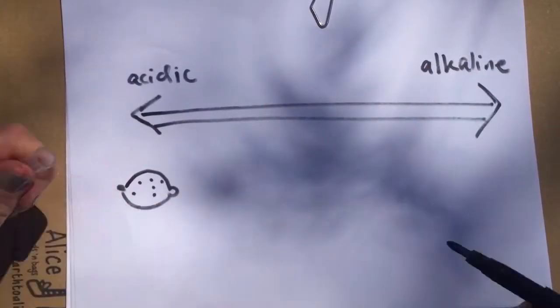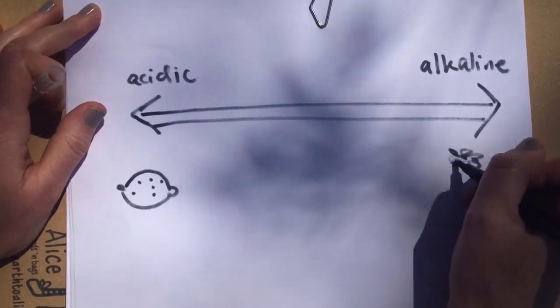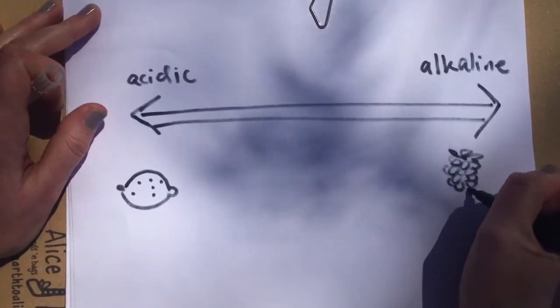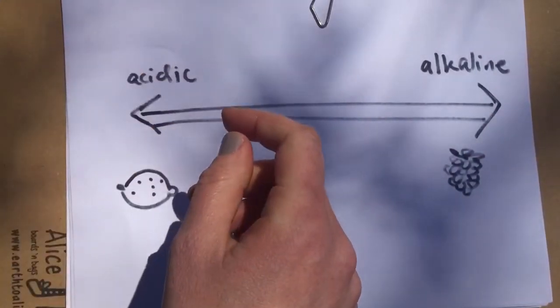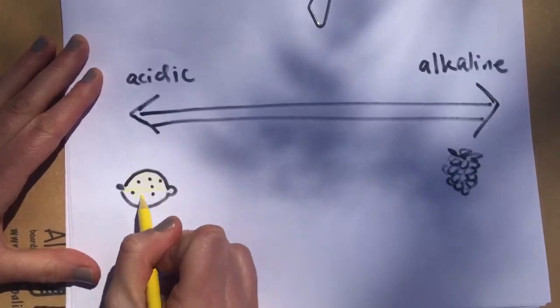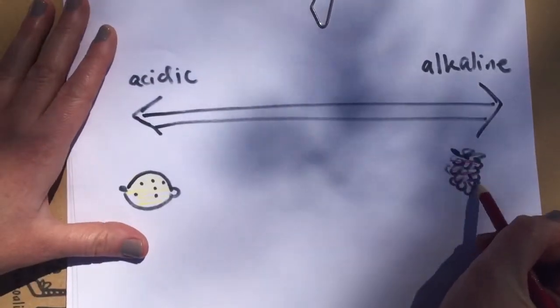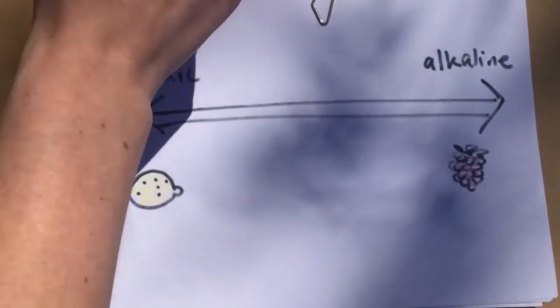And then when I think of alkaline, I grew up in a place where we had a lot of berries, and if we picked our berries too soon, they would have a very bitter taste. So bitter is an alkaline flavor. Because of that, lemons go on the left because they're acidic, berries go on the right because they're alkaline.